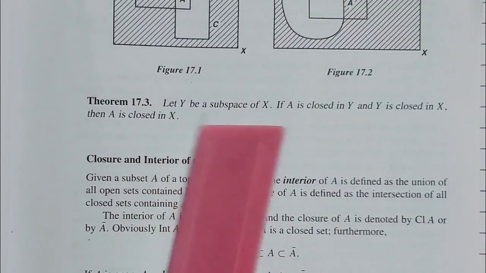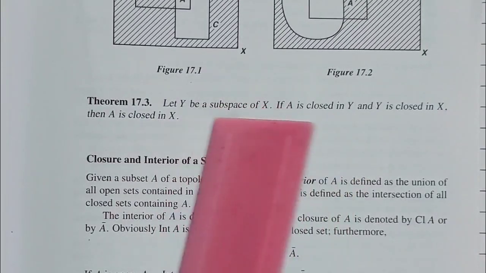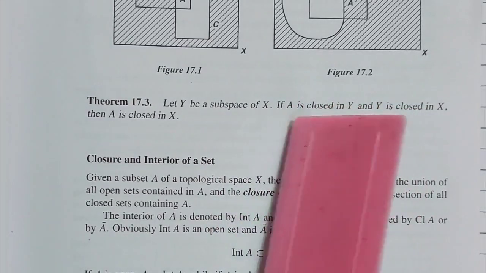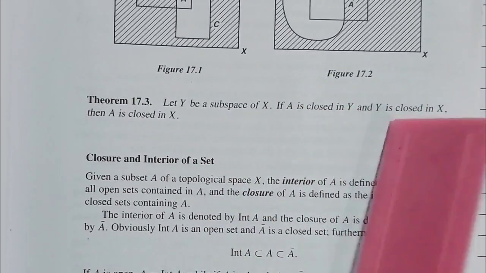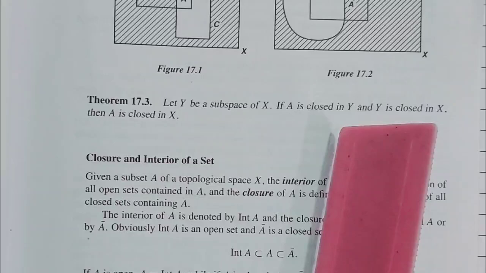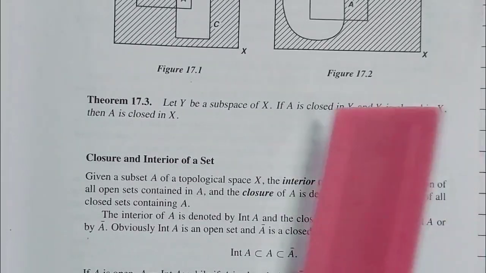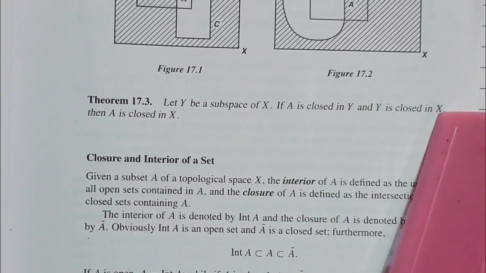Next theorem: Y be a subspace of X. Just consider the figure. If A is closed in Y and Y is closed in H, so A should be closed in Y and Y should be closed in H, then only we can say A is closed in H.